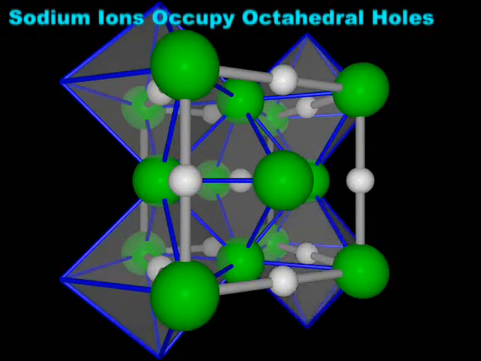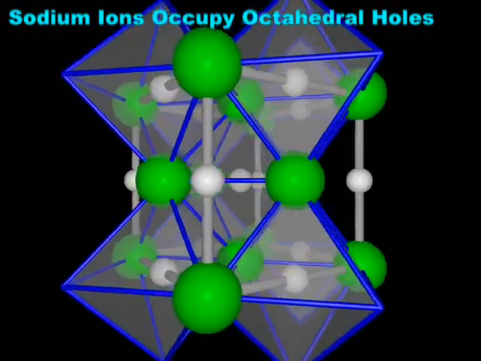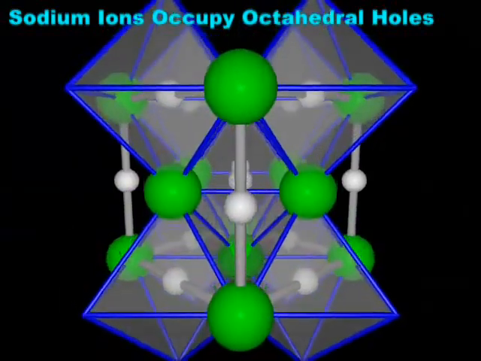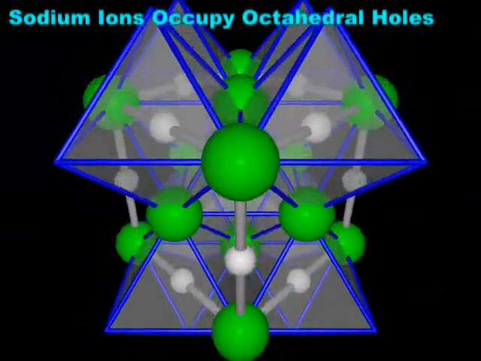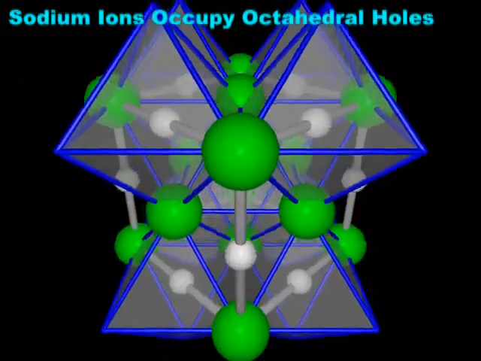Since an array of n close-packed atoms gives n octahedral holes, and since there is 1 sodium ion for every 1 chloride ion, all of the octahedral holes are occupied. In contrast, the tetrahedral holes are vacant.